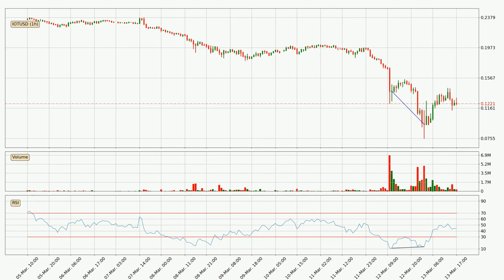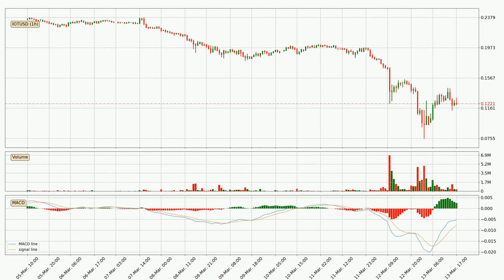On the lookout for divergences in the hourly time frame, there was a bullish divergence and the price already went up. Moving to the hourly MACD, seeing as the MACD line is above the signal line, the trend is currently on the up. But according to the MACD histogram, we can see that the momentum is going down.